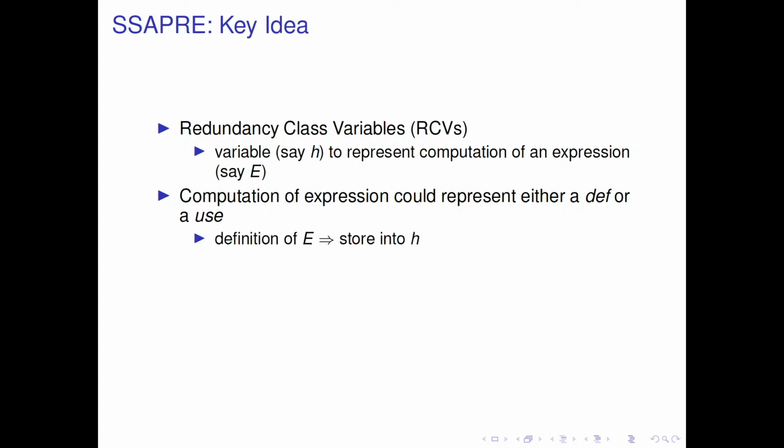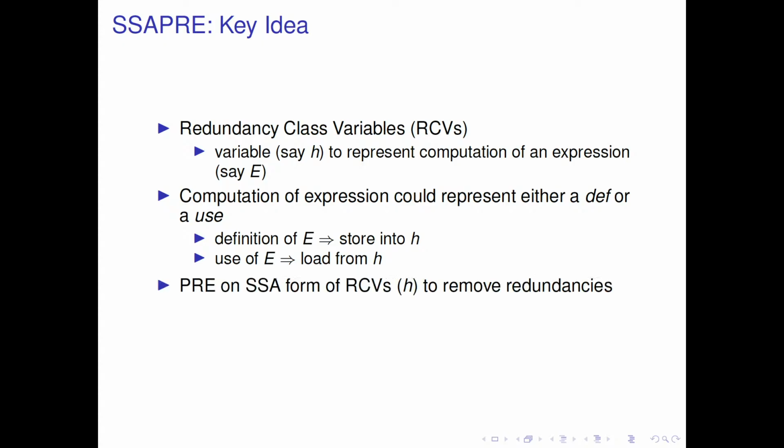So if it is a definition, if it is the first time E is used, then you are going to use it as a definition or store. If it is the second computation, then it is a use, and you have to load from H. So this is like a temporary; H is our temporary. Now assuming you resolve these issues, then things become easier. Now you do a PRE on the SSA form of H to remove redundancies.